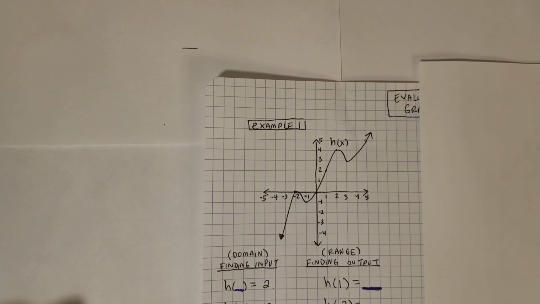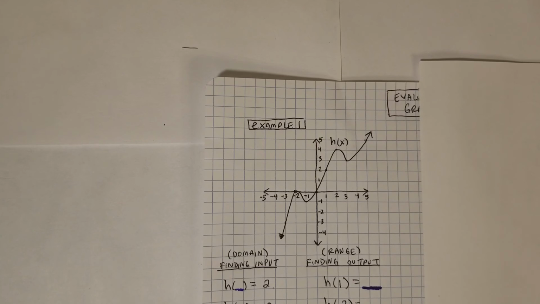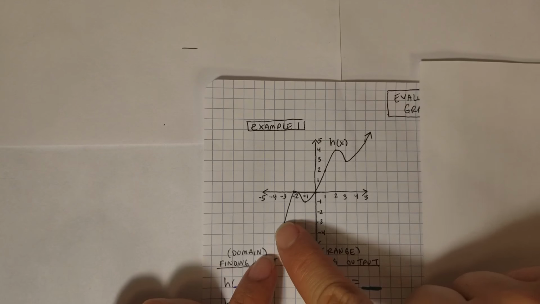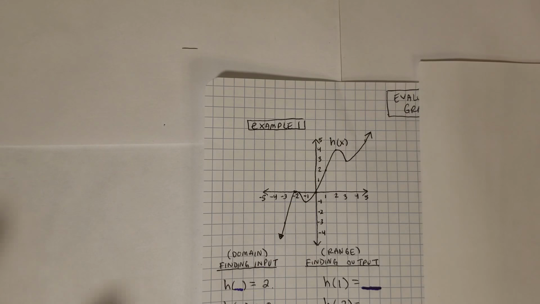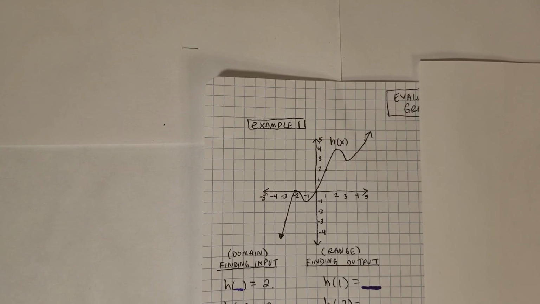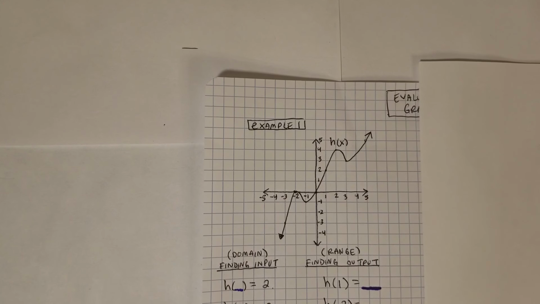So we have this graph of h of x, right? We read it like a book from left to right. This graph starts on the bottom left, then it starts going up, then it goes down, then it goes up, then it goes down, then it goes up again from left to right. The domain would be the input. So we have to find the input if the output is equal to certain numbers that we have here.